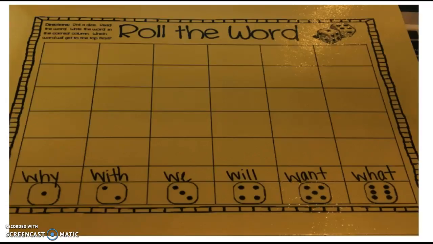You need your Roll the Word paper. It might be yellow, it might be green, and you need a dice. Pause the video and get your materials.